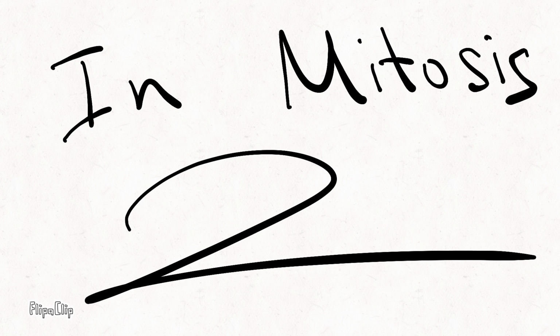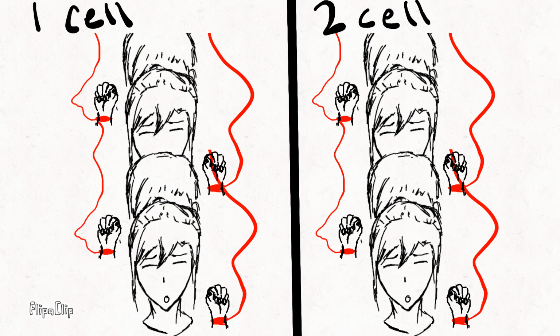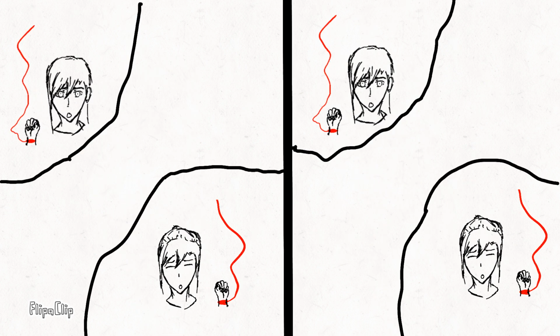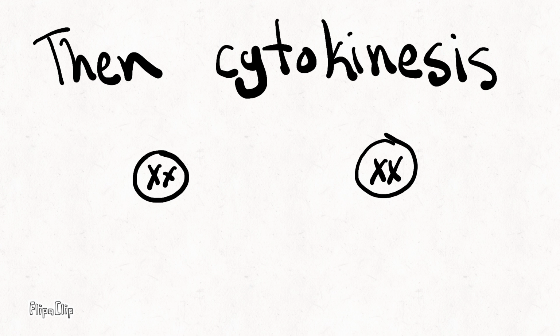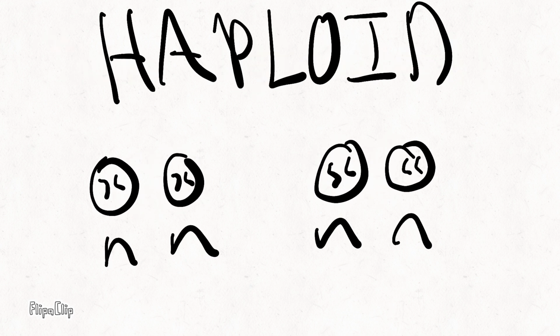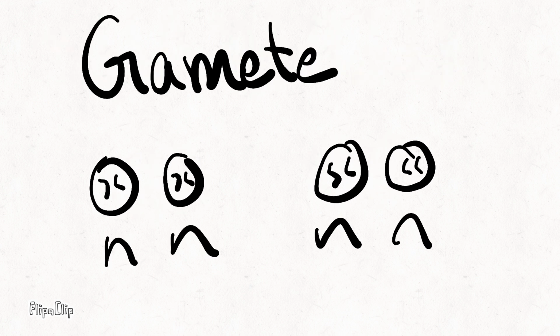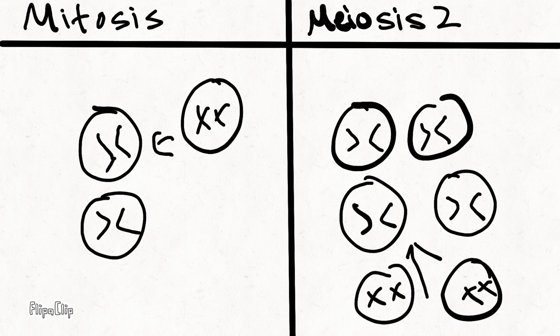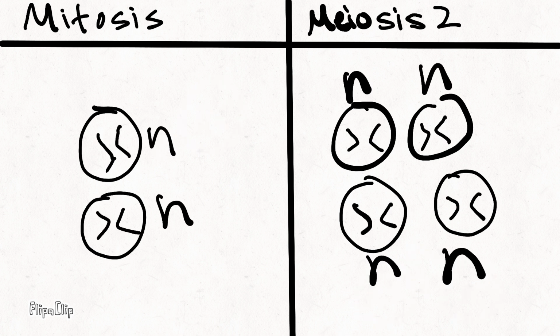In meiosis 2, the sister chromatids in the 2 daughter cells line up at the equator of the cell. Then each chromatid is pulled to the opposite poles. Then cytokinesis occurs, resulting in 4 haploid daughter cells called gametes. Meiosis 2 is similar, but it starts with 2 daughter cells that are also divided into 2. This produces 4 haploid daughter cells.